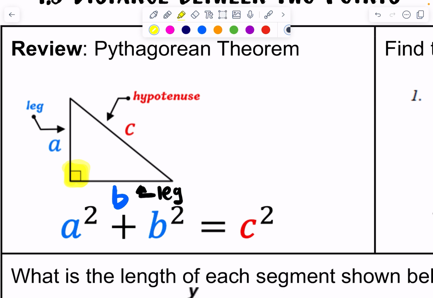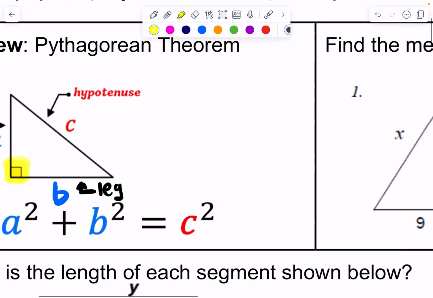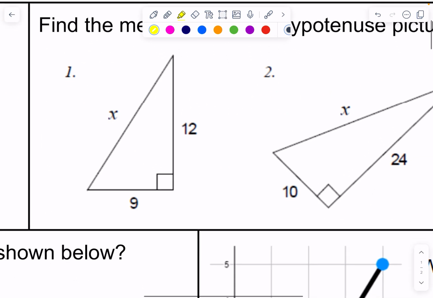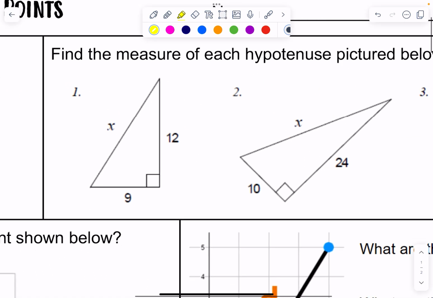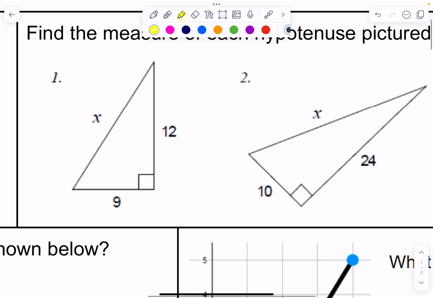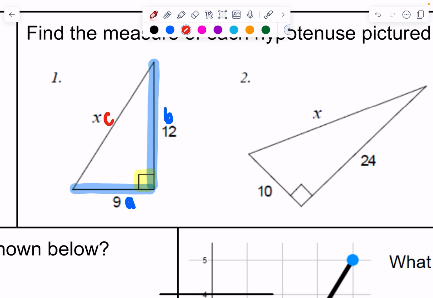So we're going to take this formula, and we are going to apply it to the first three examples. All right. So for number 1, the first thing I'm going to do is highlight my right angle. Okay, my legs are what create this right angle here. So I'm going to label 9 as A, 12 as B, which means X is my C. C is directly across the 90-degree angle.